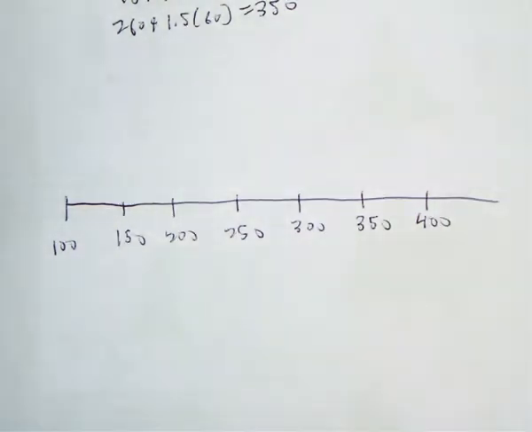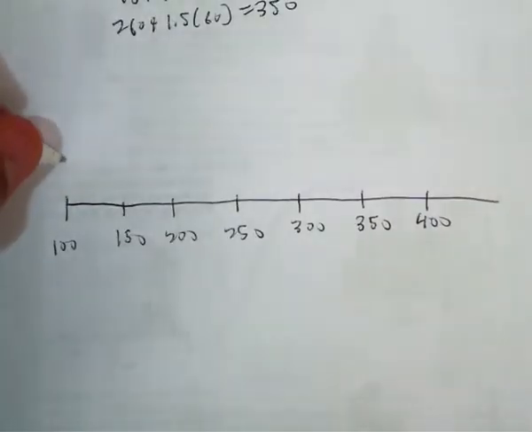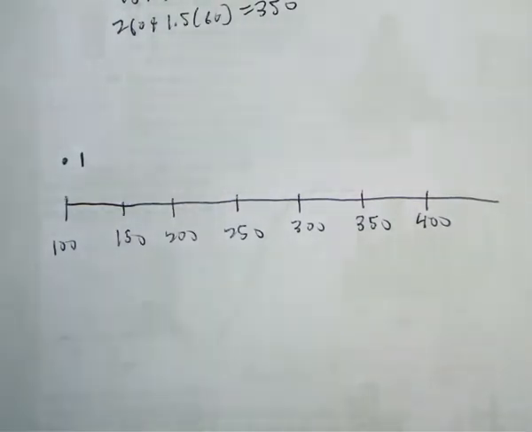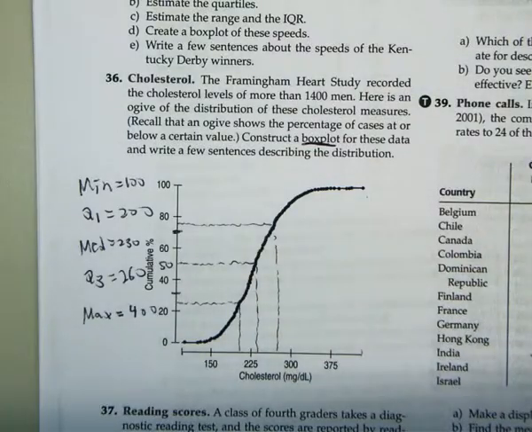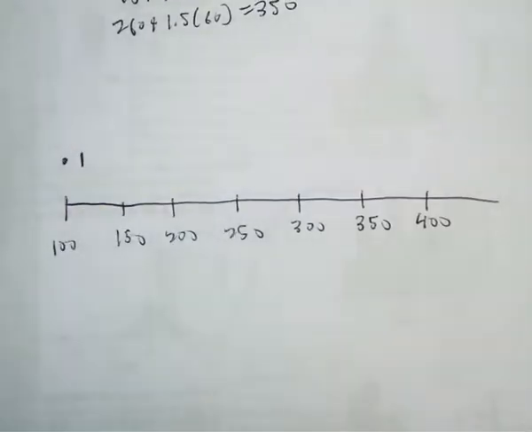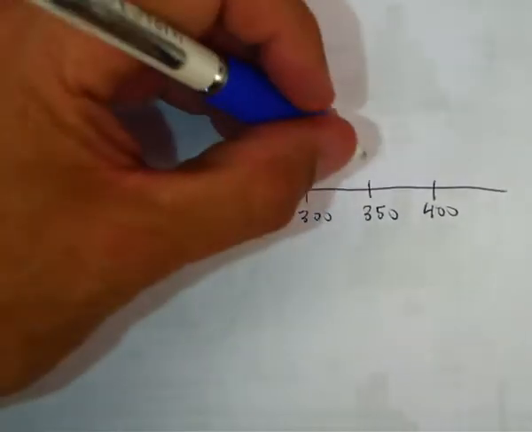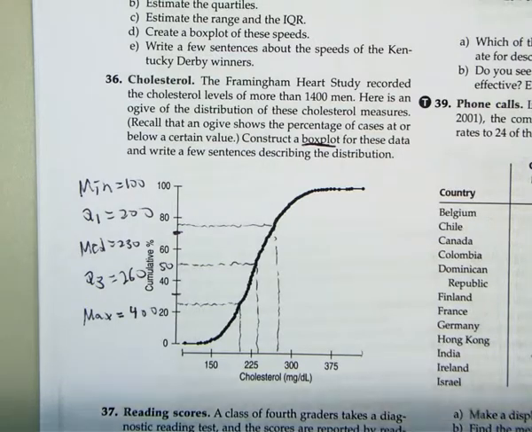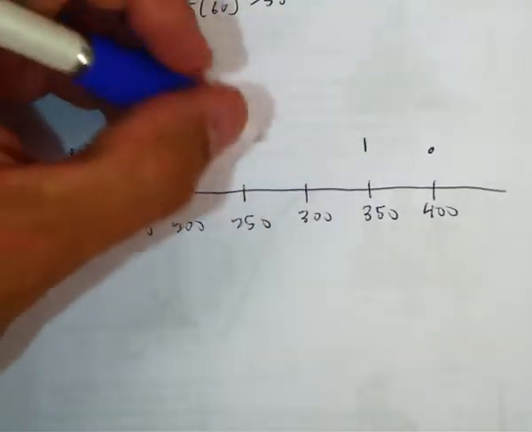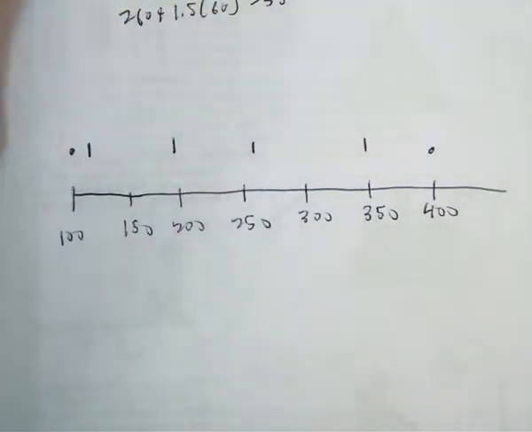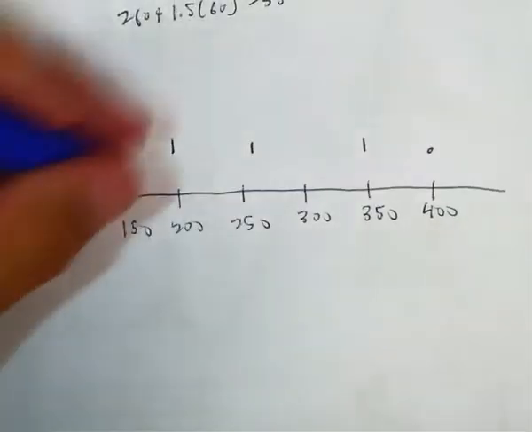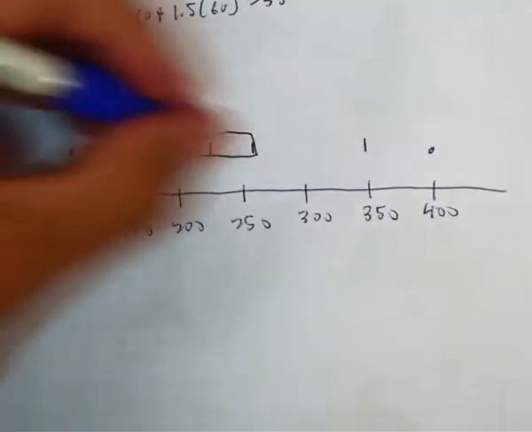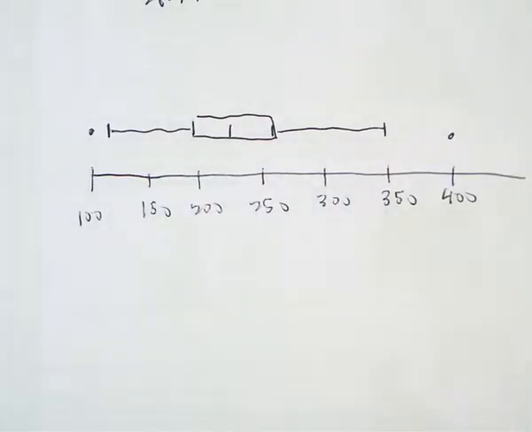So here's what I'm going to do. I don't know how many outliers there are, so I'm going to put a dot at 100. My fence will go as far as 110. My other fence will go as high as 350. So I'll put a fence there, another outlier there, and then Q1 and Q3 are 200 and 260, and the median is 230. So okay, there we go.